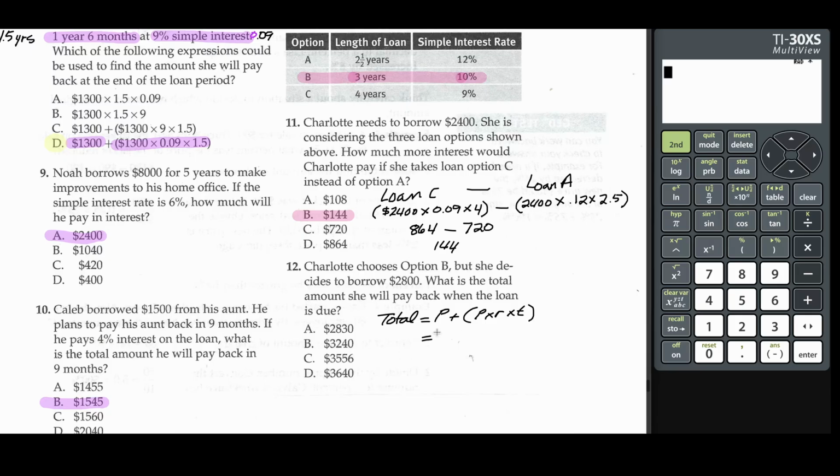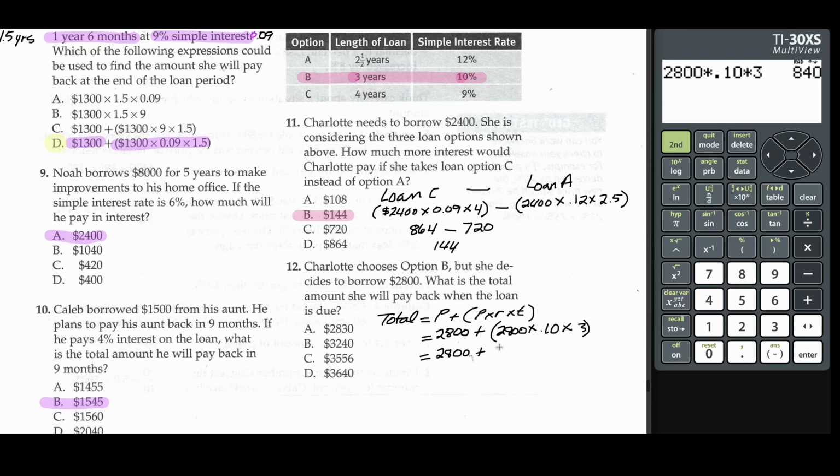So the principal is going to be $2,800, plus parentheses 2,800 multiplied by the rate, which is 10%. In this case, 10% is 0.10 times 3 years. Okay, now let's go to the calculator and let's do these numbers here. Okay, we need to do what's in the parentheses. So punch in 2,800, multiply that by 0.10, multiply that by 3, enter. So that's 840. That is the number in the parentheses.